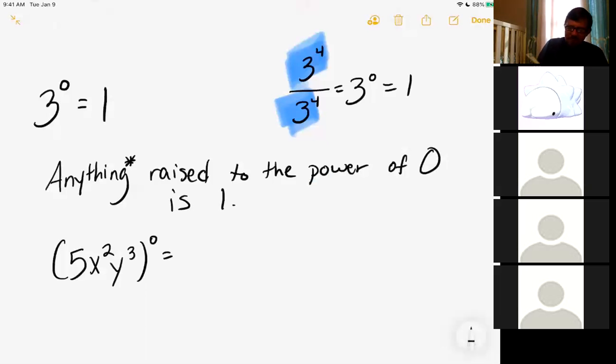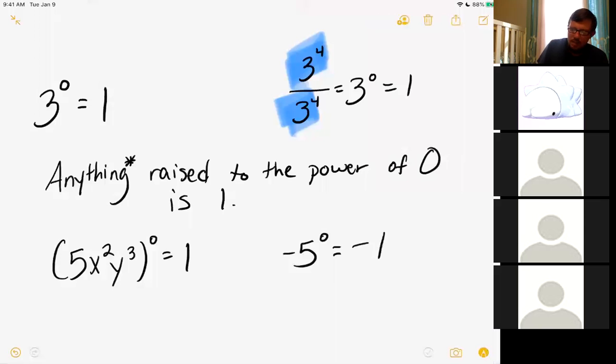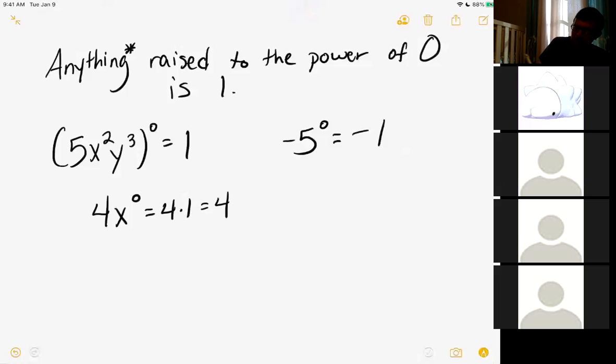Now be careful. What about something like this? It's -1. The 5 gets raised to the 0 power, but then we've got a negative in front, so that is -1. What about this? It'd be 4. Yes, the answer there is 4. X to the 0 power is 1, and then we have 4 times 1, which is 4. What about this?